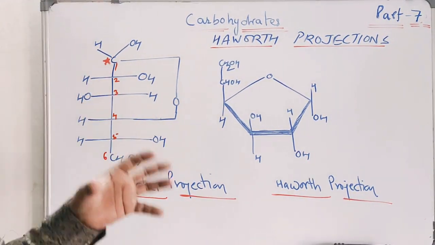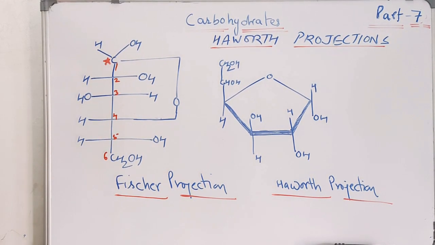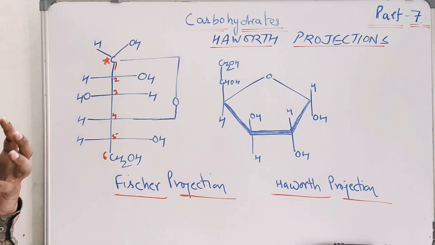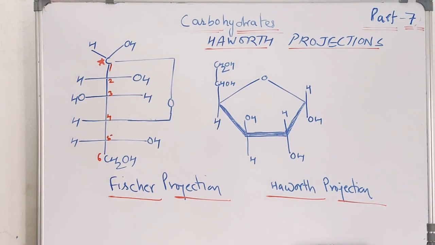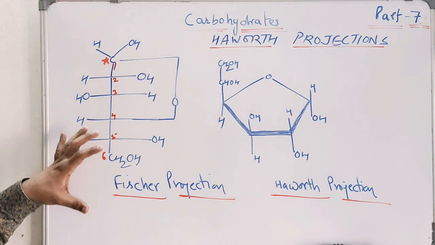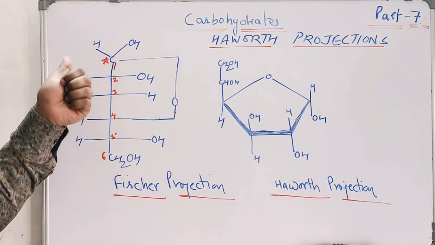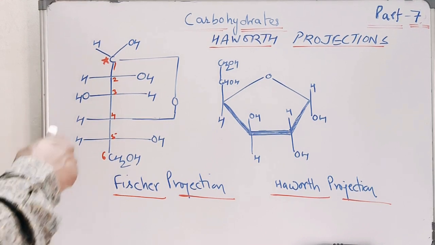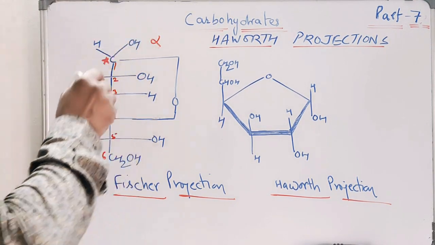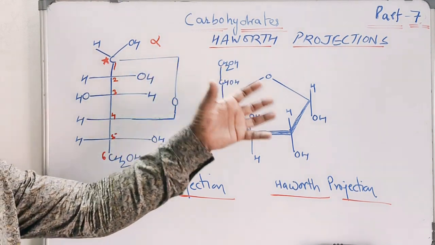So we have already discussed the Fischer projection of different sugars like glucose and fructose. I'm just writing the structure of glucose, and I'm writing the structure of glucose in a 5-membered ring. It is the alpha D. As you can see here, it is the alpha form. It is the alpha D glucopyranose form of a glucose molecule. So how to write this in a Haworth projection?